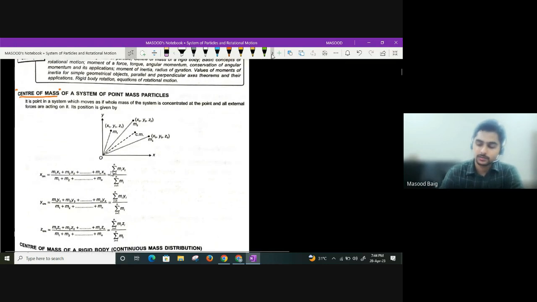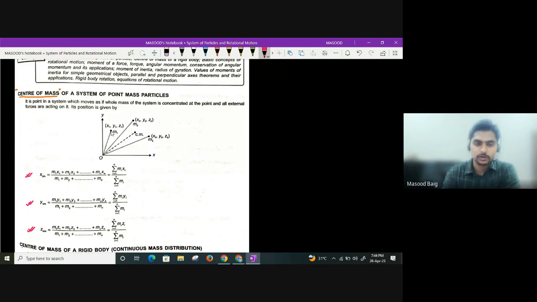It's very simple. If you want to find out the x coordinate of center of mass, it will be given by this formula: m1 x1 plus m2 x2 plus m3 x3 plus so on divided by m1 plus m2 plus m3. Y coordinate will be found by using m1 y1 plus m2 y2 plus m3 y3 plus so on divided by m1 plus m2 plus m3. In the same manner, z coordinate can also be calculated by finding m1 z1 plus m2 z2 plus m3 z3 plus so on divided by m1 plus m2 plus m3.